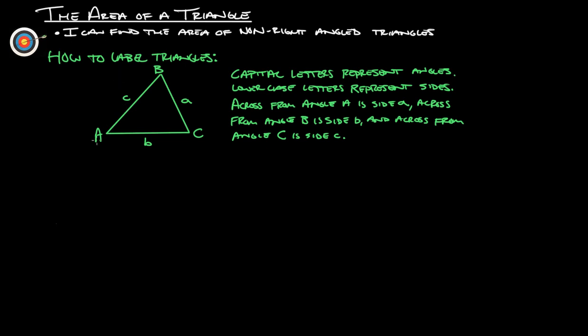We normally label angles with capital letters, so capital A, and then across from that angle, the side of a triangle would be lowercase a. So across from big B is little b, across from big C is little c.